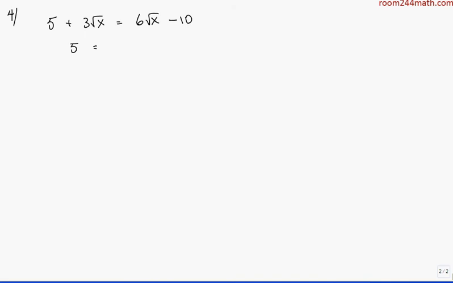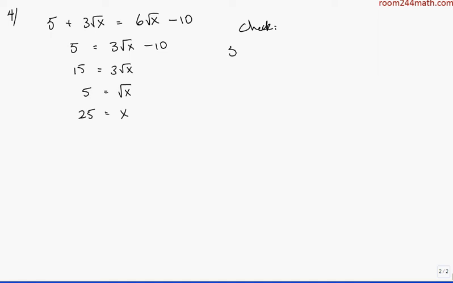That'll leave me with 5 on the left. When I subtract 3x from 6x, I'm going to have 3x on the right. And now I'd like to isolate that 3x. I'll add 10 to both sides. And finally I'll isolate the root x by dividing both sides by 3. And now I can take the step of squaring both sides, and I get x equal to 25.